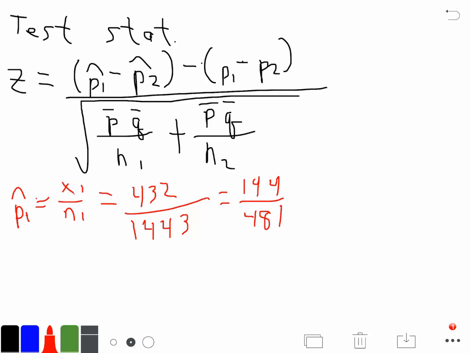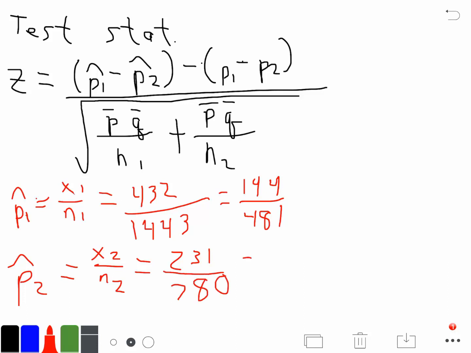So let's use that same logic to find P sub 2 hat. This time it's X sub 2 over N sub 2. Okay, again, getting ahead of the game there. Let's repeat that. X sub 2 is 231, N sub 2 is 780. Reduce that, we will get 77 over 260. We need a little room, so let's go to the next page.